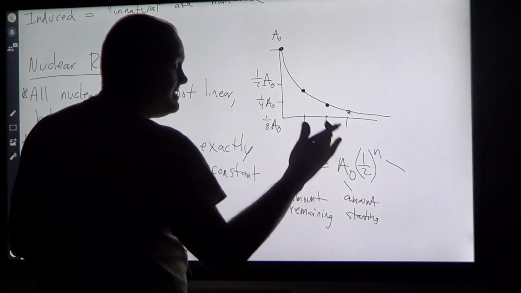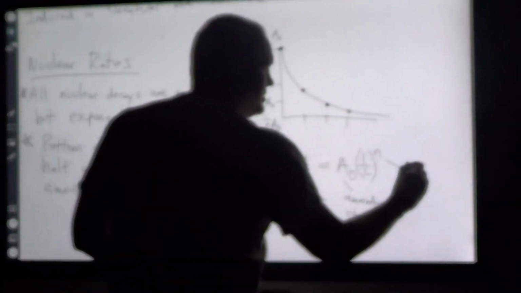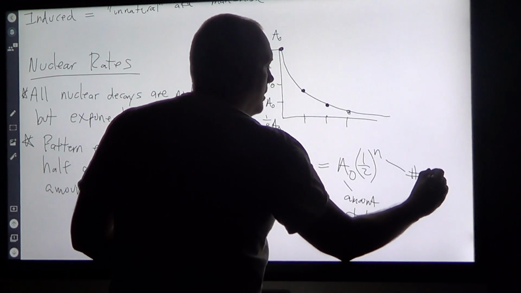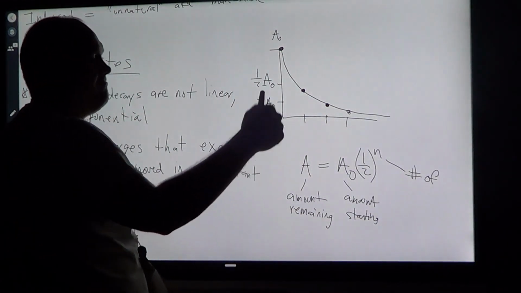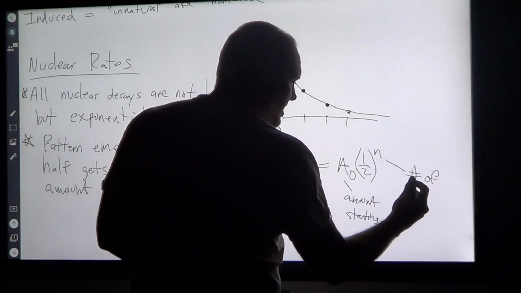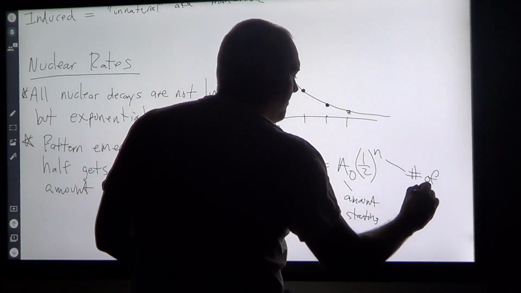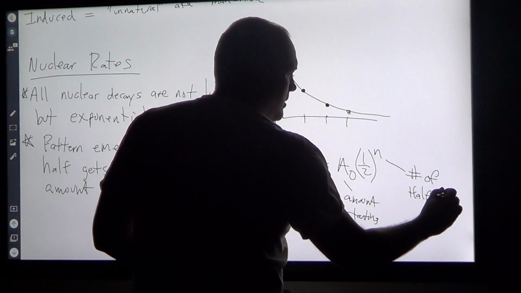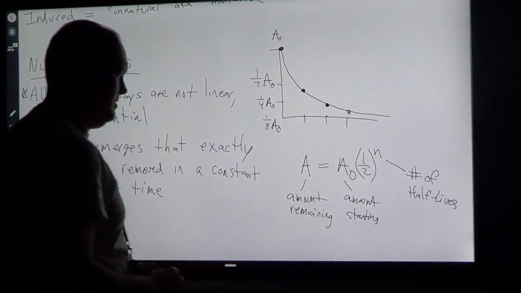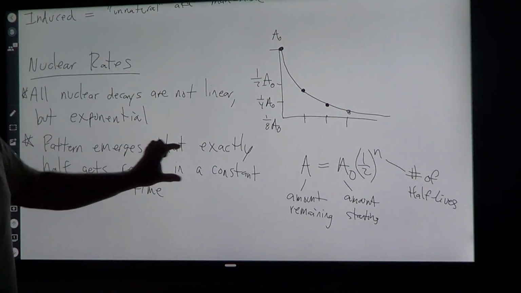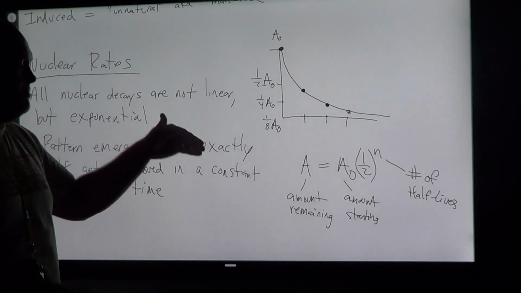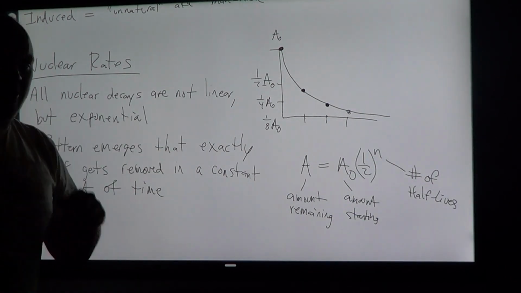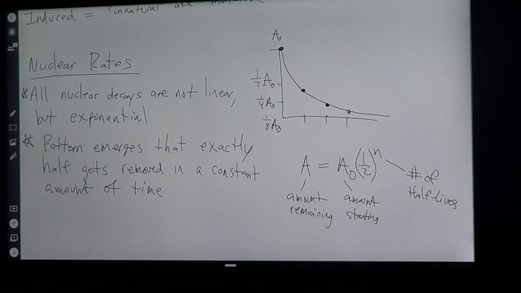And N is the same N from the gas laws unit, which is the number of something. And in the gas law unit, it was the number of moles. But N on these is the number of half-lives. So this amount of time right here, where it takes that amount of time to remove exactly half, is called a half-life.